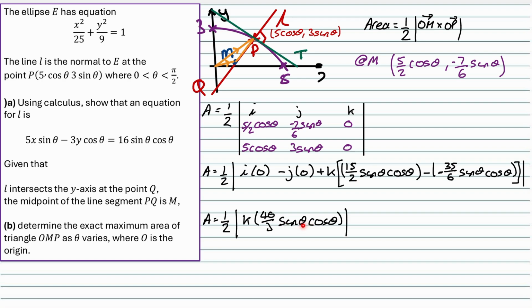Now we can rewrite this sine theta cos theta using the double angle formula. So we'll have the area, the 1/2. If we take the magnitude of this, we'll get 20/3 sine 2 theta. And now we know between 0 and pi/2, the maximum sine 2 theta can be is 1. So we'll have 1/2 times 20/3. So the maximum possible area will be 10/3 units squared.